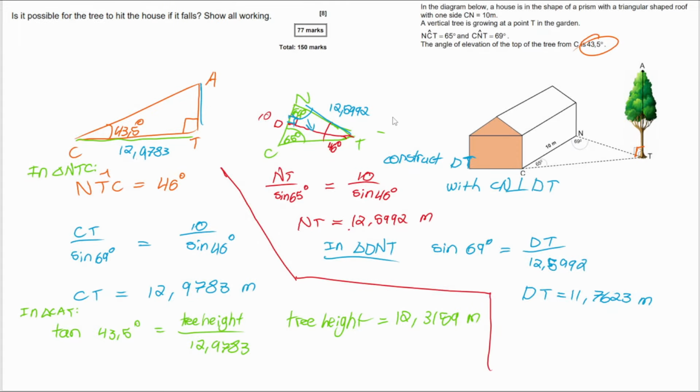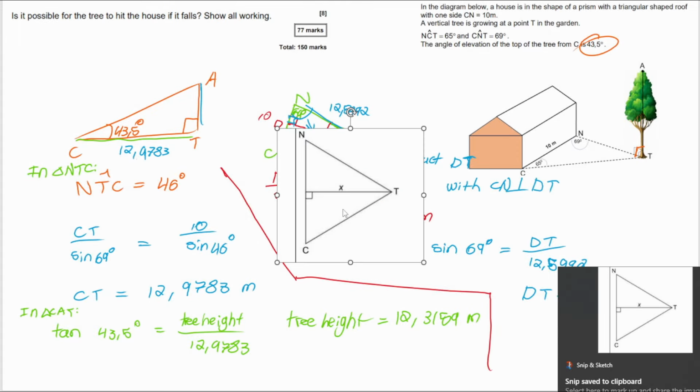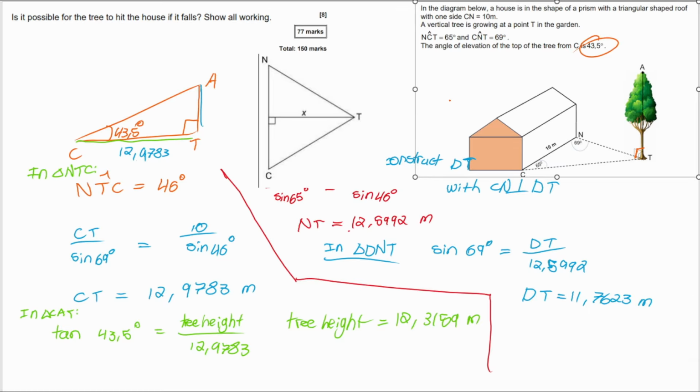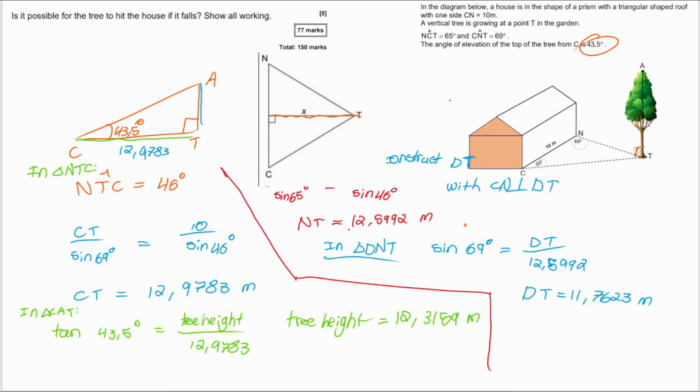Let me show you the memo's diagram. They drew it very nicely compared to what I did. Okay, so here is the memo's diagram. Okay, so this distance here, I call this d. So that distance over there is 11.7623. Okay, and the height of the tree is 12.3159. Okay, so yeah, the tree will hit the house because DT is the shortest distance from this point to the house. It's the shortest point. The perpendicular distance will always be the shortest distance. Okay, so the shortest distance is 11.76. Okay, and the tree is taller than this.